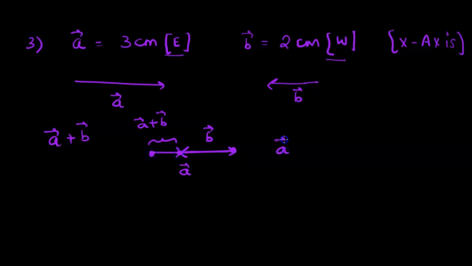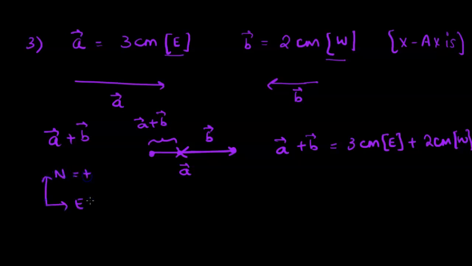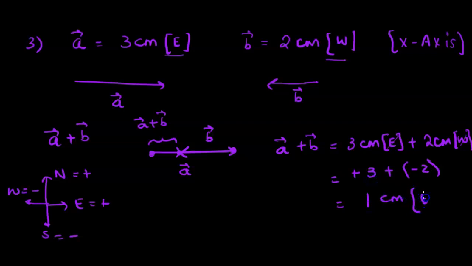So in this case, we would have A plus B. A is given to us as 3 centimeters east plus B is given to us as 2 centimeters west. Another thing that we have to remember is that north is positive, similarly east is positive, south is negative, west is negative. So if I don't want to show these directions, all I can do is just put their sign. So this is plus 3 plus this is minus 2, which gives me 3 minus 2, which is 1 centimeter. Direction is east, and we can easily see that we are going from the start point to the stop point in the east direction.